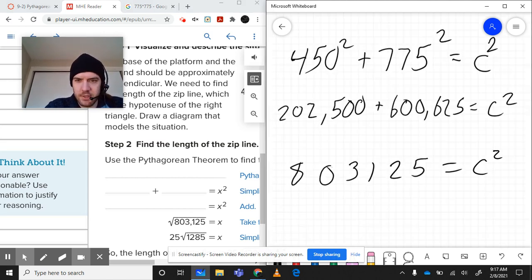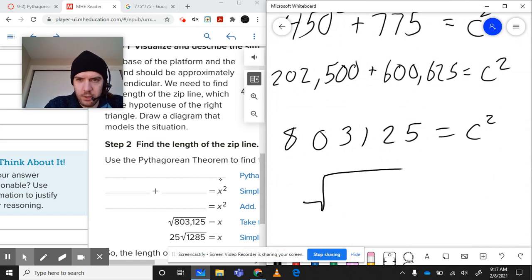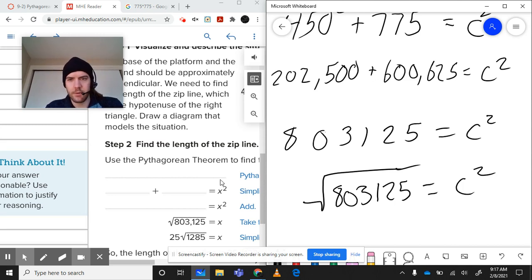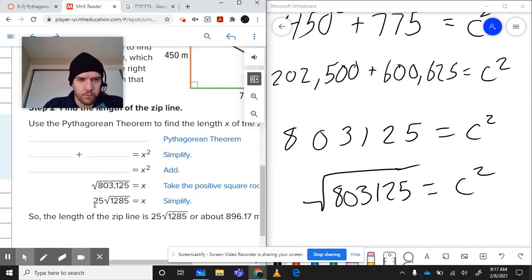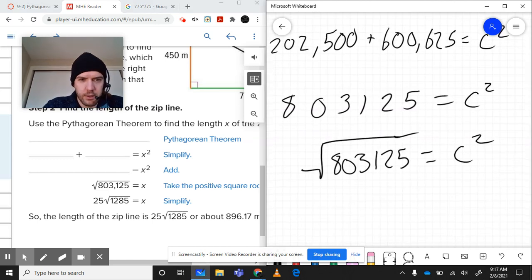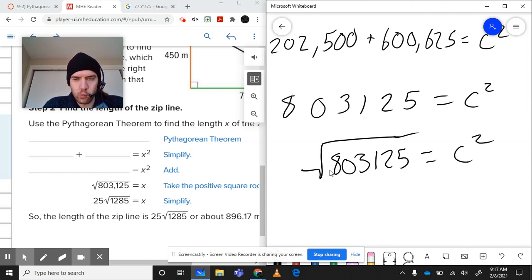Our last step is to take the square roots of both sides. So we get 803,125 equals c squared. Okay. Now, this simplifying step that they show, where they say it's going to break down to 25 square roots of 1285, that is because they have figured out that there are perfect squares in there. Now, this is a really large number, so to do this step would be kind of difficult.